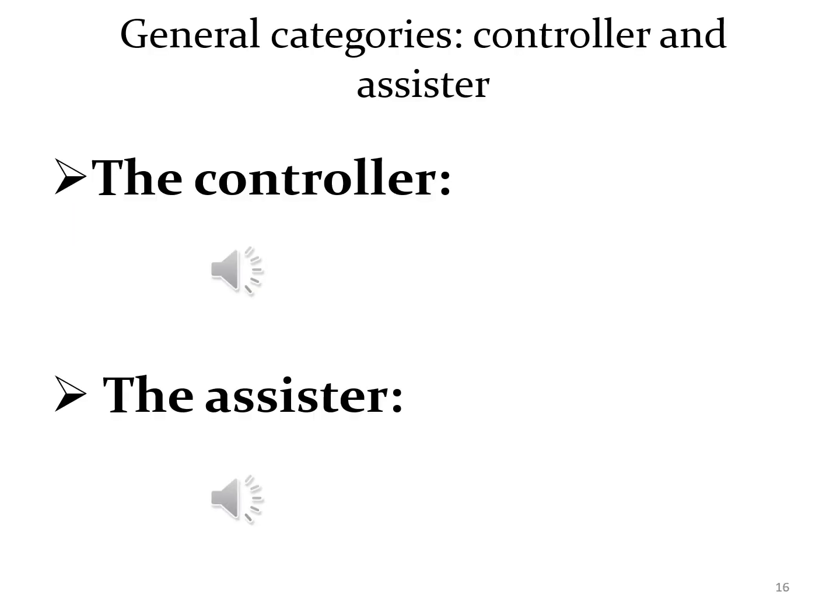General categories: the controller and the assister. In the controller, the machine controls the volume and the respiratory rate. Patient does not participate in ventilation. The assister, the machine detects the patient's attempt at ventilation and augments it mechanically. Thus, it assists rather than controls the patient in ventilation.